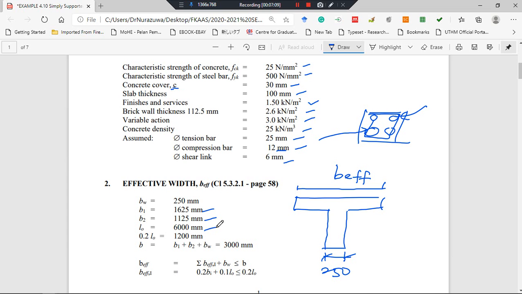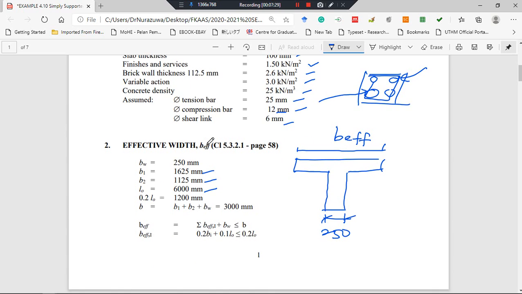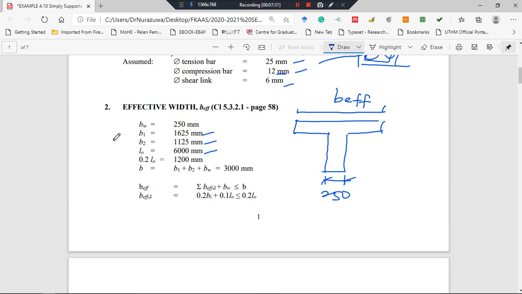And the L0 is 6000. So this is the L0. We read our L0 from this side. When determining the L0, you must view from this side. So this is your L0, L0 here is 6000. Thus our 0.2 L0 is equal to 1.2 meter, and the B is equal to, this is our B.